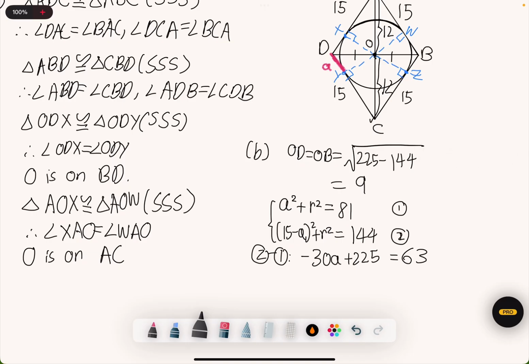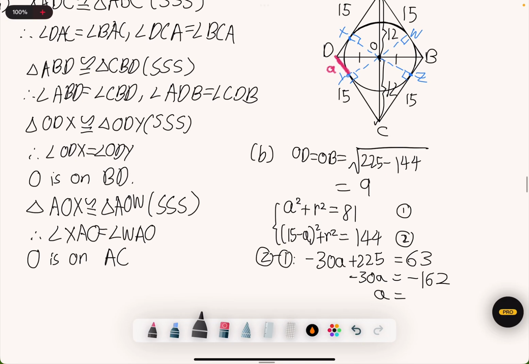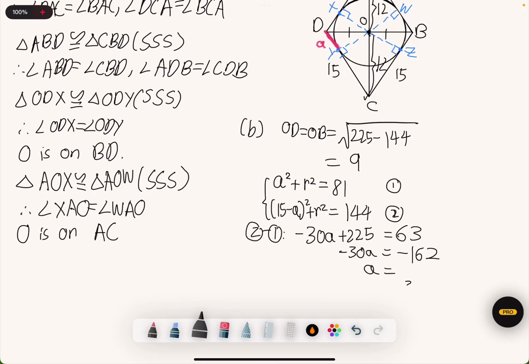So let me just check. 8 plus 6 is 14, yeah. So negative 30A is 63 minus 225, which is negative 162. So A is 162 divided by 30. So we can simplify this fraction by dividing both top and bottom by 2. We get 81 over 15. Divide top and bottom by 3. We have 27 over 5.